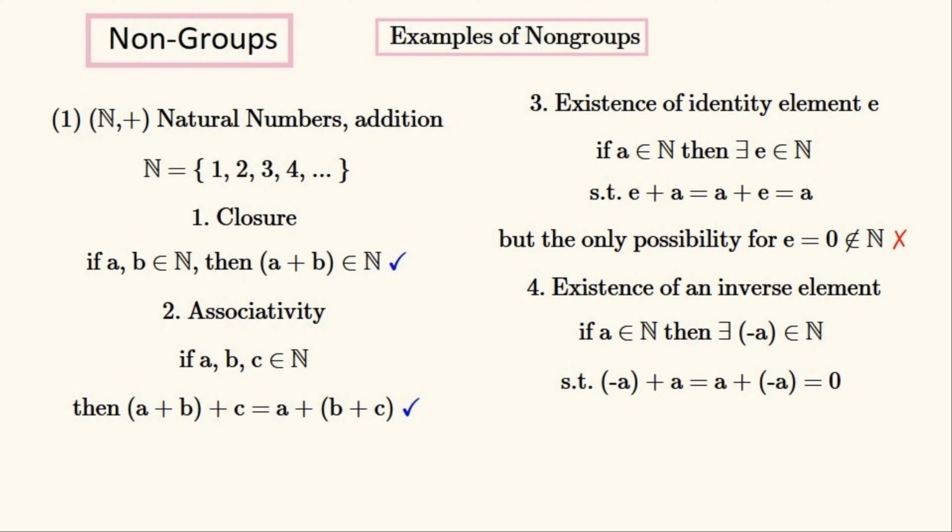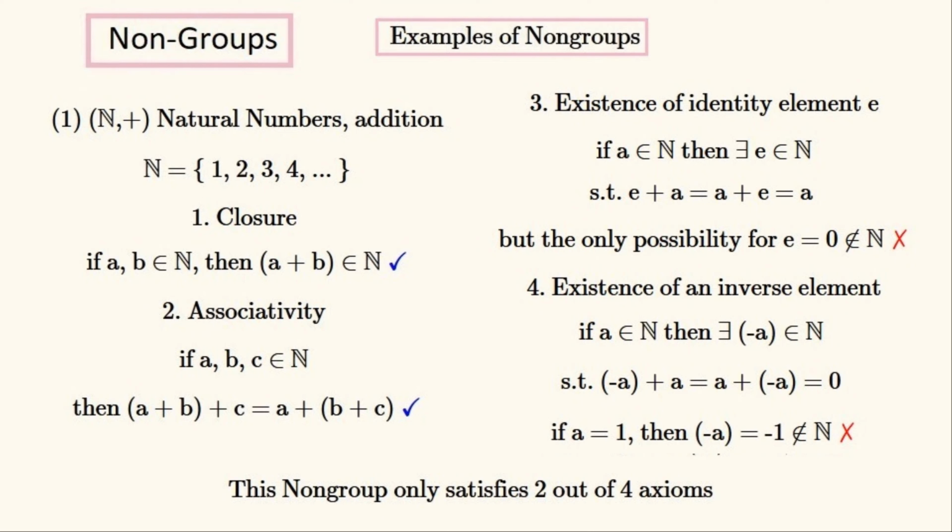We'll look for an inverse element, which can't exist because the identity needs to be in the numerical system for an inverse to exist. But if 0 were in the set, then this axiom still wouldn't be true, because here is an example of an inverse that isn't in the set. In fact, none of the natural numbers has an inverse in the set. So this numerical system is a non-group which only satisfied 2 out of the 4 axioms.